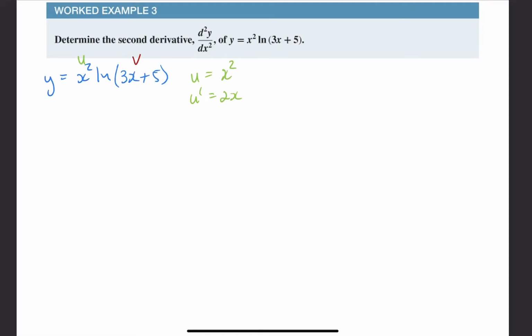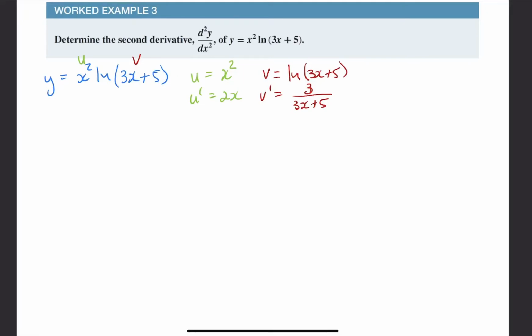If v equals the ln of 3x plus 5, then the derivative of v equals: the ln of something is 1 over that something, multiplied by the derivative of that function. And the derivative of 3x plus 5 is 3, so I multiply by 3. So that is my derivative.